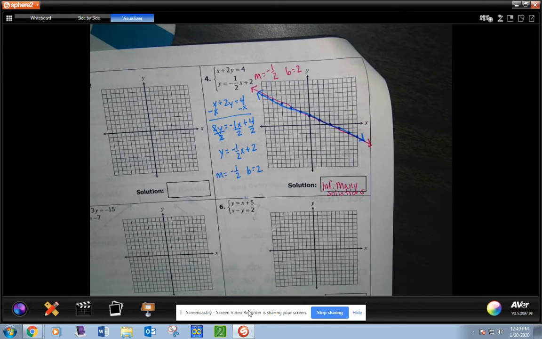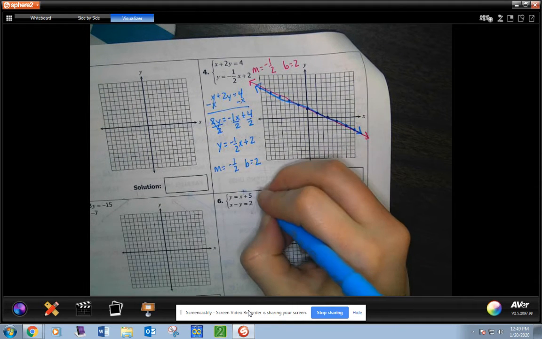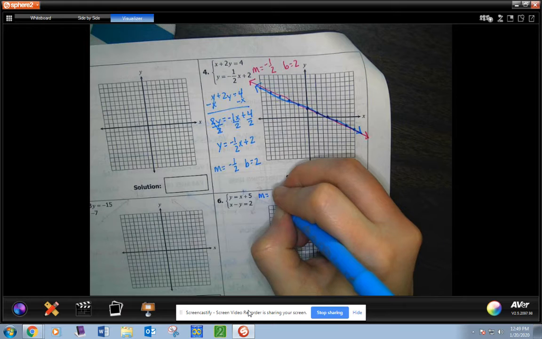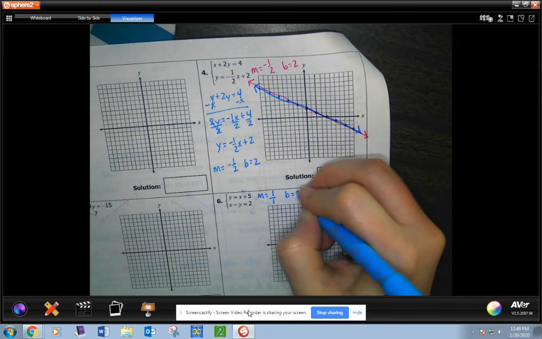Remember, we don't use the infinity symbol because the infinity symbol is talking about numbers, where we're talking about ordered pairs. Okay, moving to number 6, I have y equals x plus 5. Since this is in y equals, I'm going to write what m equals, and m is 1, and I like it as a fraction, so over 1, and b is 5.